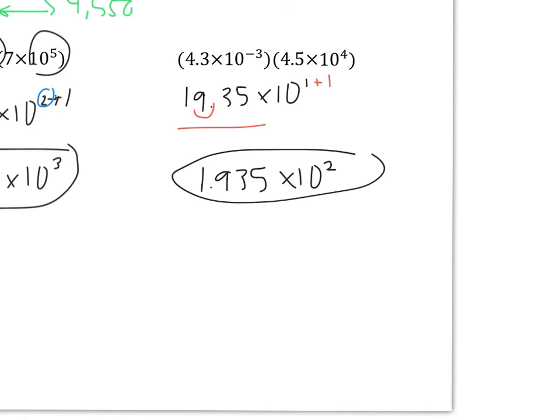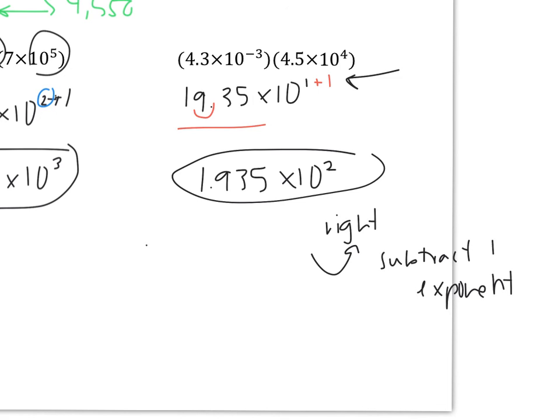Now, on all these examples, we did move our decimal to the left, so we always added an exponent. We're going to see when we divide in our next lesson what happens when I need to move the decimal to the right. So right one spot would have me subtract an exponent. So again, that's moving to the right. Here we move to the left one decimal spot, so we added an exponent. And that's plus 1.